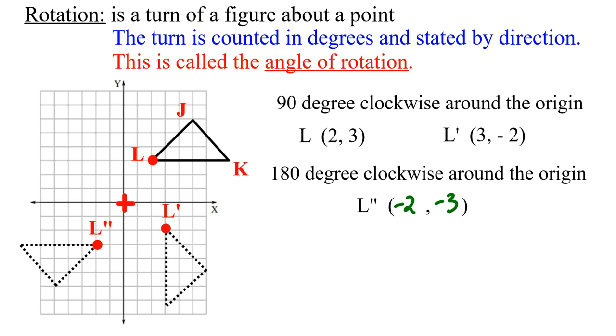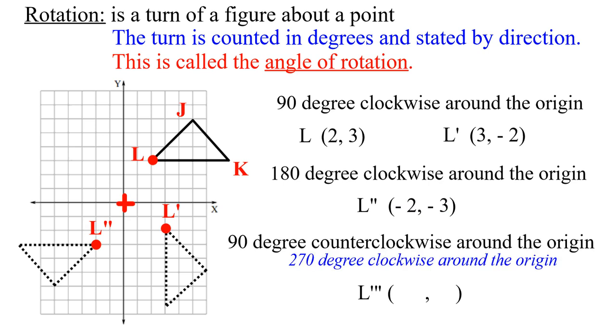We can even take this a step further and say 90 degrees counterclockwise around the origin, which would take us to the left, which is the same as 270 degrees clockwise around the origin, and that would put us over here, which would give us a point of L prime being at negative 3 and positive 2. There is a relationship in here, and again, you'll probably see it better in the algebraic representations video.